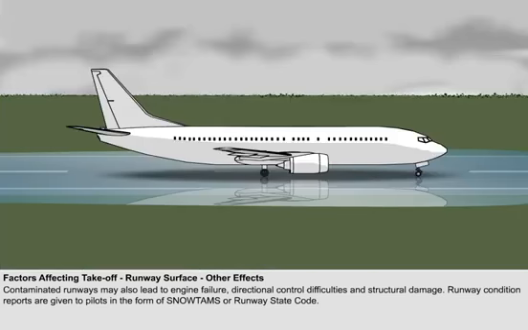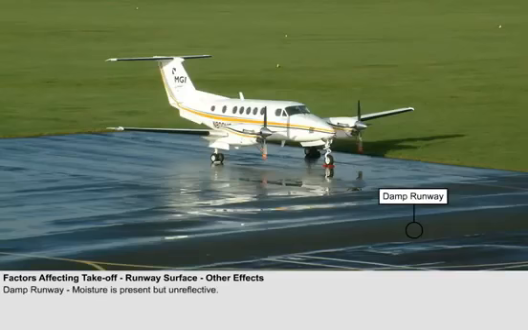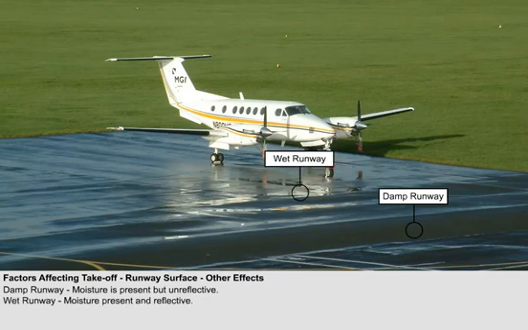An important point to note is that there is a distinction between damp, wet, and contaminated runways. A runway is considered to be damp when there is moisture present on the surface which changes its color, but insufficient moisture to produce a reflective surface. A wet runway is one whose moisture level makes the runway appear reflective, but there are no areas of standing water in excess of 3 millimeters deep.